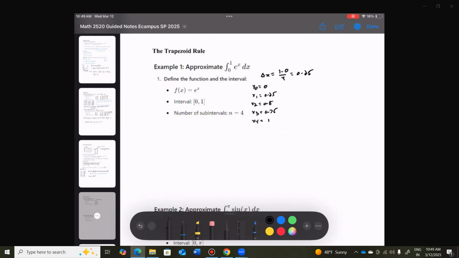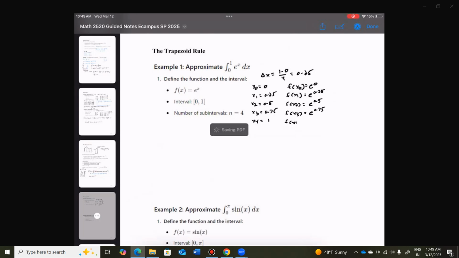And so we'll have f of x sub 0 is e to the 0. F of x sub 1 is e to the 0.25. F of x sub 2 is e to the 0.5. F of x sub 3 is e to the 0.75. And f of x sub 4 is e to the first.